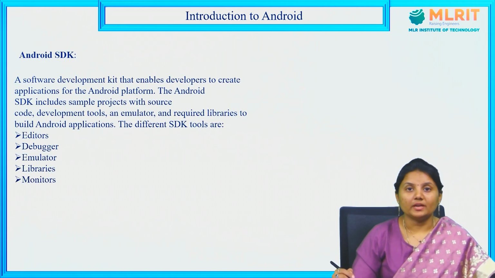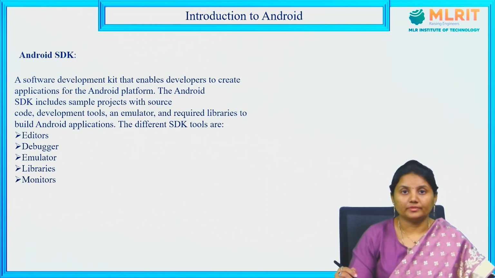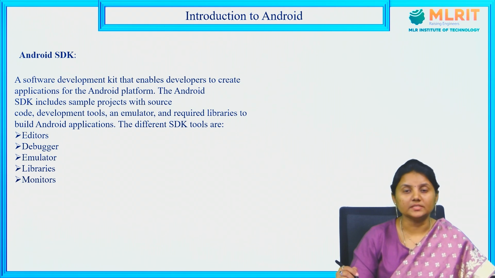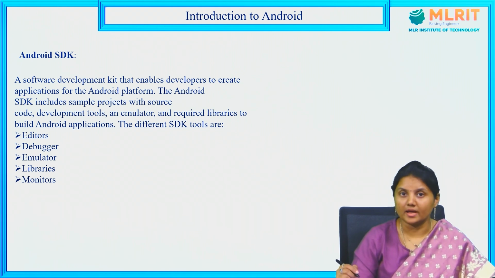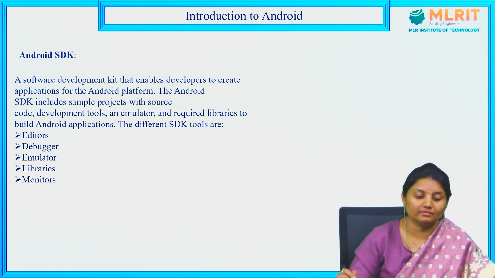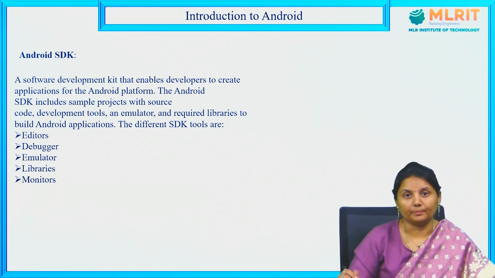And next, coming to Android SDK. SDK is a software development kit. So what are the kit's requirements for Android Studio? To develop any Android program, you need a software development kit that enables developers to create the application, whatever application you want to create. For that you need both the design part, and for the logic you will be using the Java part. The Android SDK includes sample projects with source code.